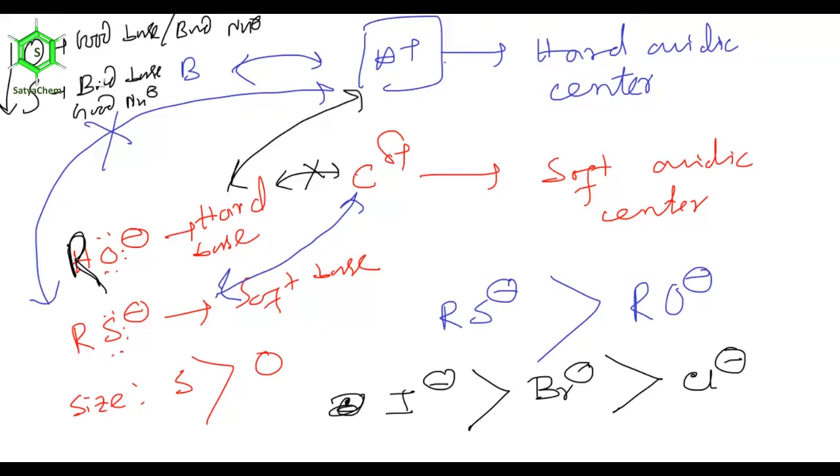Again, I am telling you that if attacking or donor atoms are in the same group of a periodic table, then on moving from top to bottom, nucleophilicity increases, basicity decreases. Here, nucleophilicity and basicity do not run in the same track. Okay? I think it is clear.